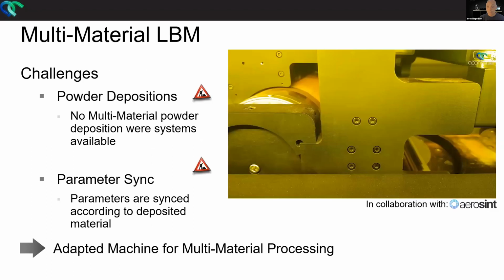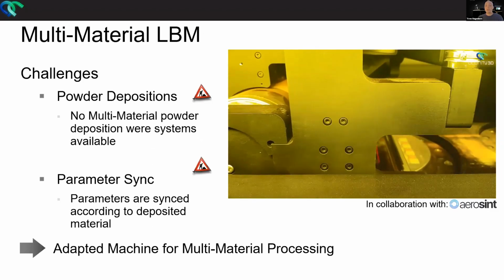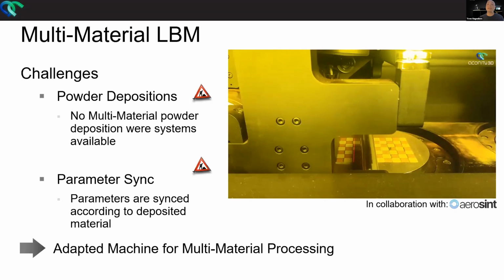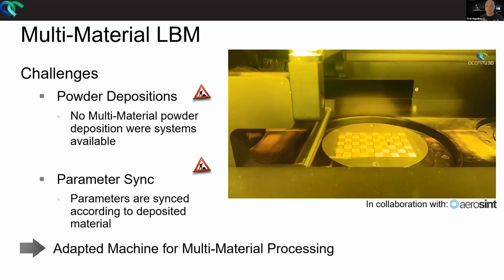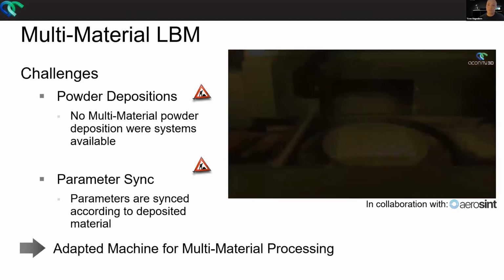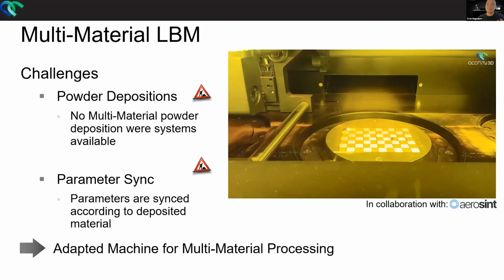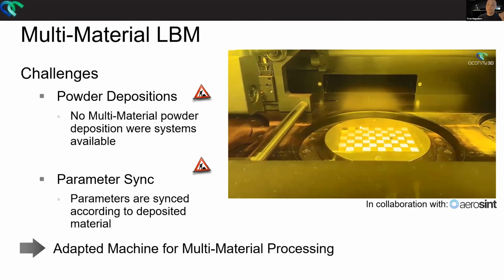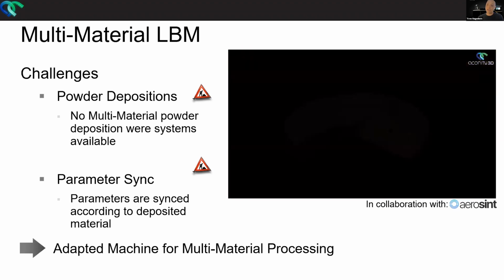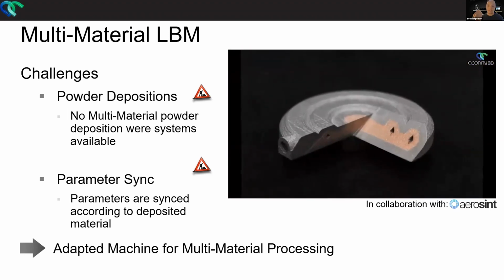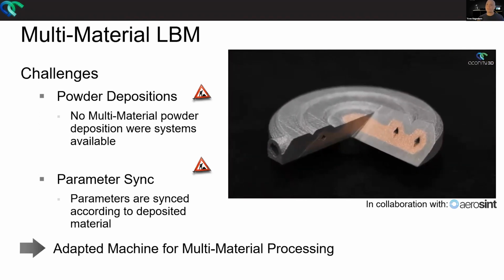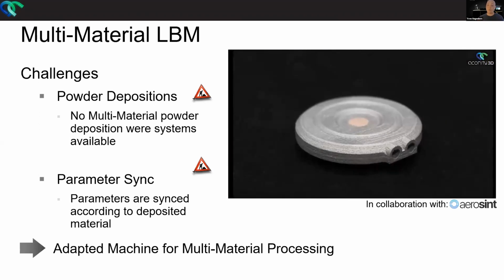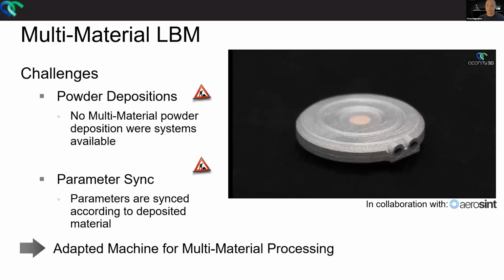Another application we are really proud of is what we've developed with Aerosint, our multi-material LBM process. We have teamed up with Aerosint, and they've provided a recoater which is capable of depositing different materials. In this case, copper, chromium, and steel. And the data is synced between the recoater and our laser, so we can actually apply different parameter sets for different materials. And what you see here is the first true multi-material part in X, Y and Z direction built with LBM.